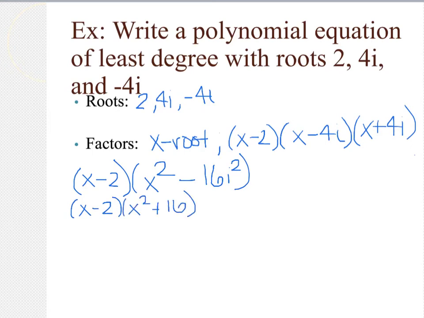And then we can do the foiling again. Once we do that, we'll have x cubed minus 2x squared plus 16x minus 32 equals 0. So here, the polynomial equation with roots 2, 4i, and negative 4i would be x cubed minus 2x squared plus 16x minus 32. So this is our polynomial equation.